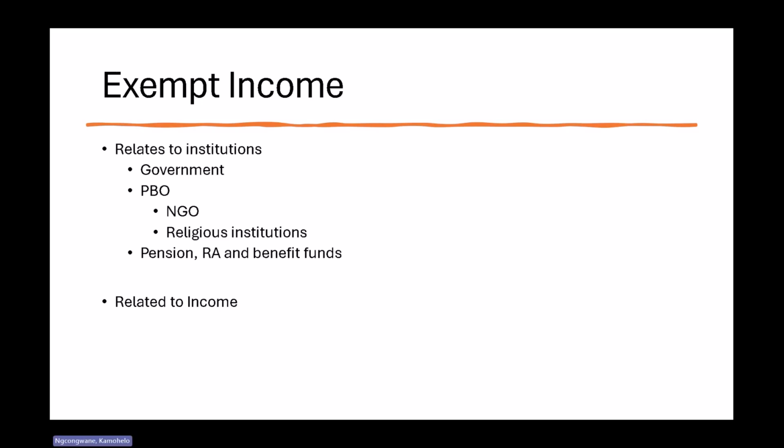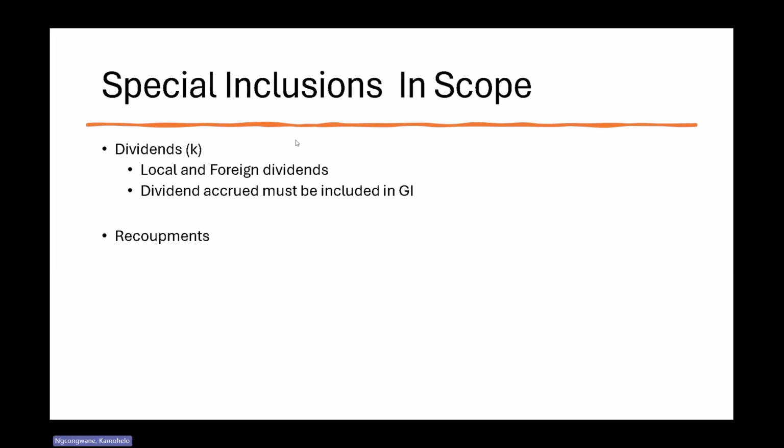That's different from having income that is exempt because of the nature of that income. So there's the nature of the institution that's generating that income. Then there's the nature of the income itself. When you're looking at the nature of the income itself, an example of this is dividends in terms of Section 10(1)(k). Local dividends are exempt for tax purposes. So we went through specific inclusions that said dividends are included. You bring the dividends in, you go through exempt income, you take the dividends out in terms of Section 10(1)(k).